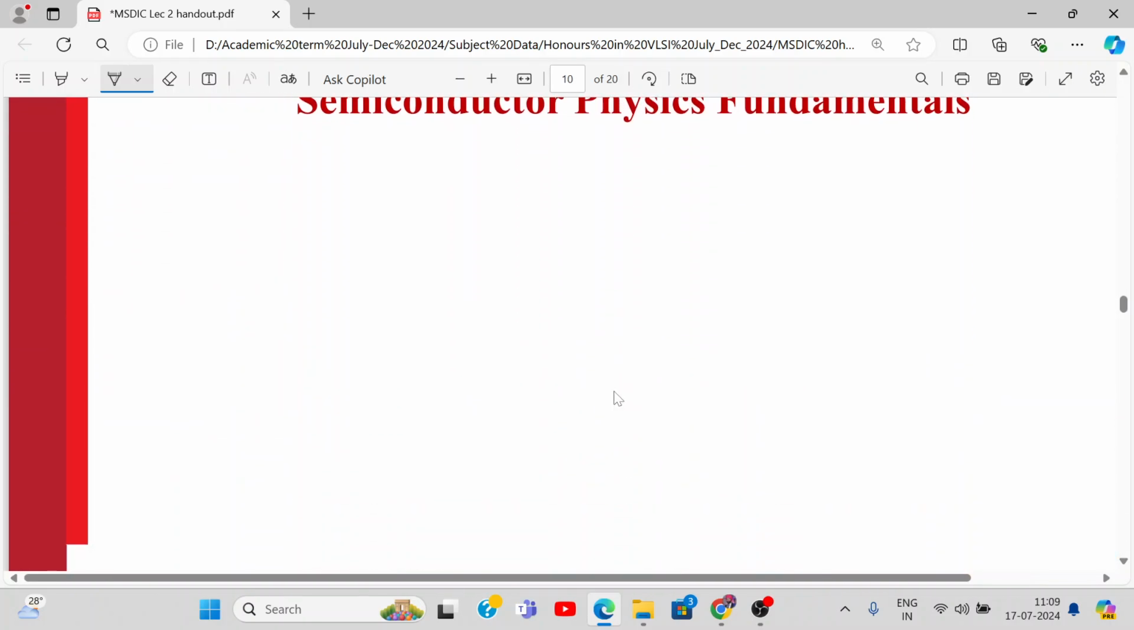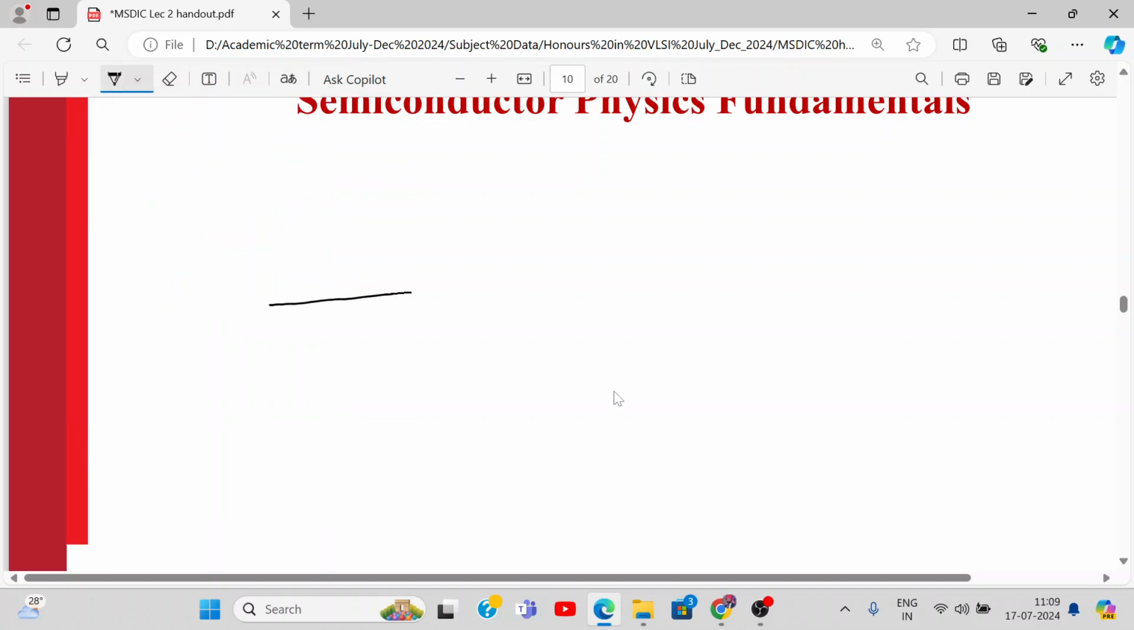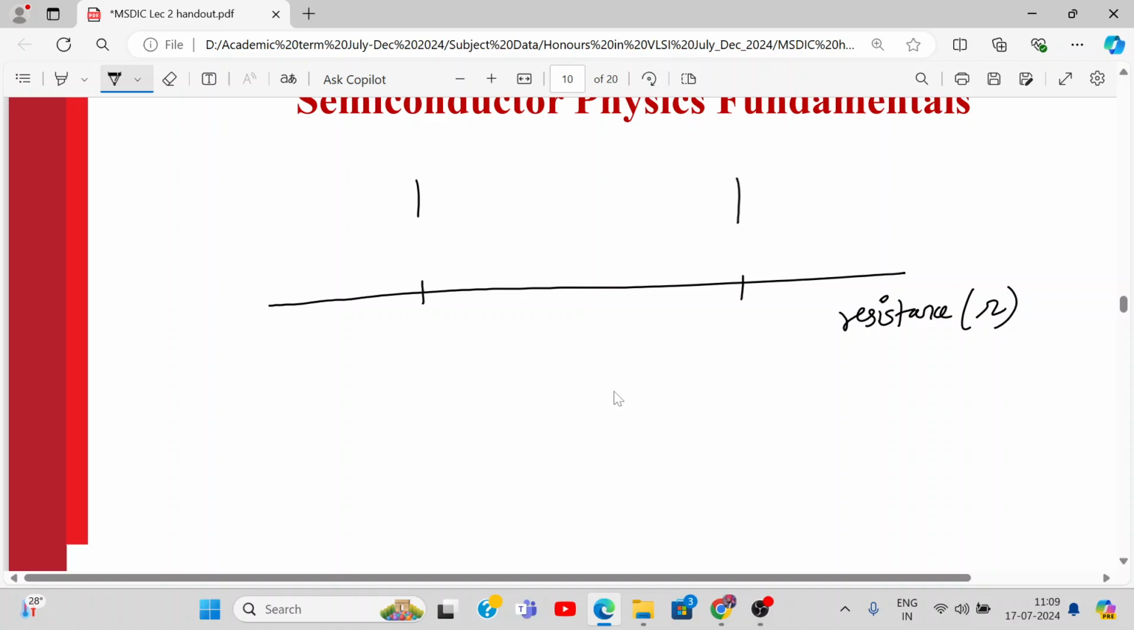Okay. Next, I just want to showcase resistivity, resistance. The x-axis is resistance in ohms for different materials. Let me add over here. There are three boundaries over here. Here it is 10 raised to minus 3 ohms. Here it is 10 raised to 5.